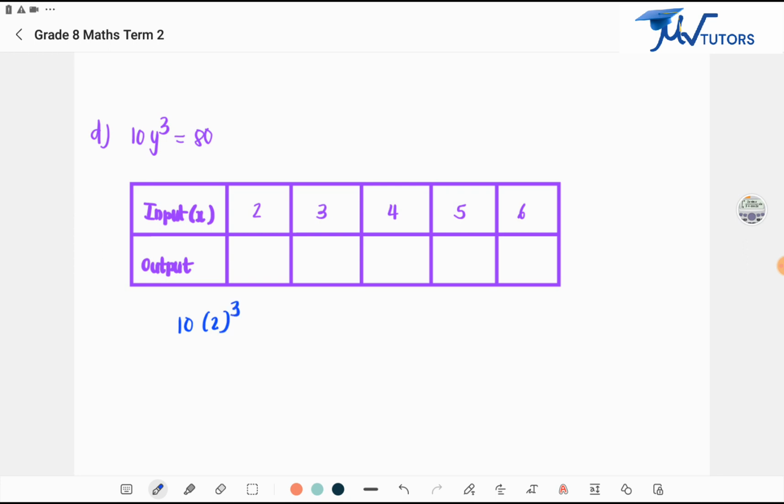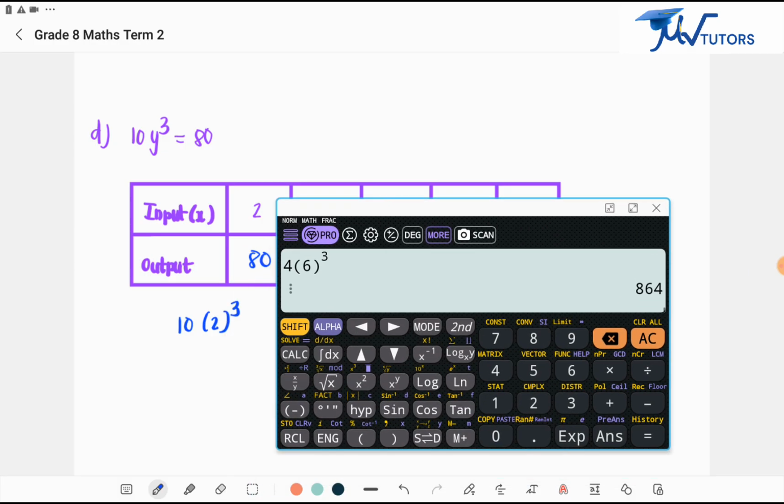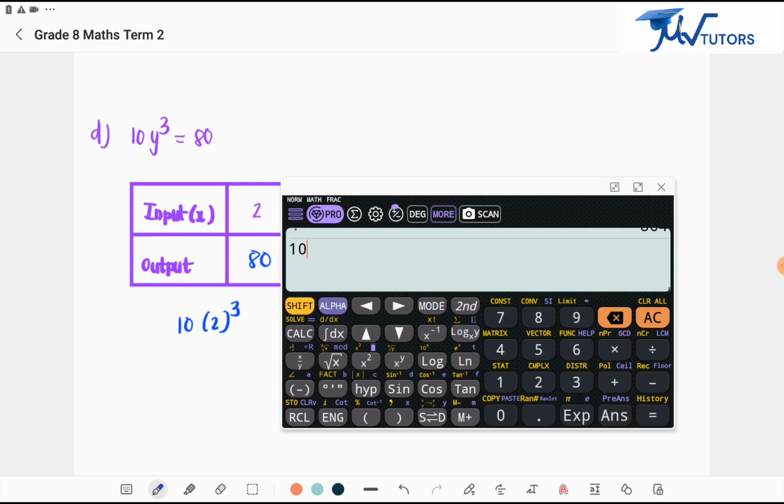So 2 cubed is 8, and 8 times 10 is 80. But like I said, from the get-go, just use your calculator so that you do not make stupid mistakes like I previously did in the previous sum. So there we go. That's 80.